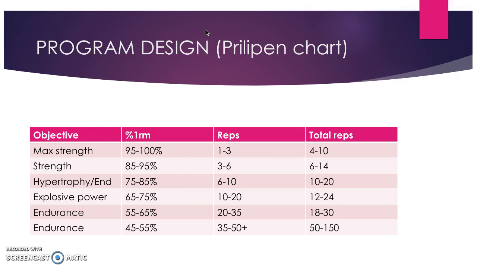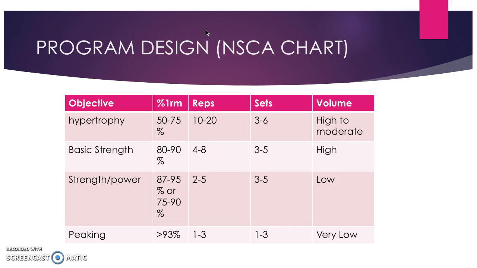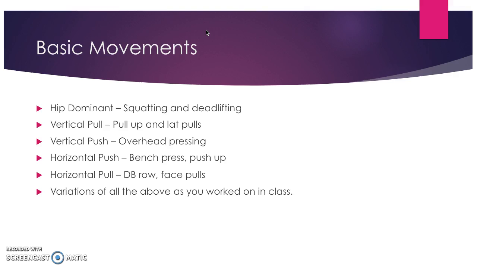Very simple. When we're looking at the NSCA chart, they only have 4 basic things: hypertrophy, basic strength, strength power, and then peaking. Hypertrophy is 50 to 75%, 10 to 20 reps, 3 to 6 sets. Basic strength 80 to 90, 4 to 8 reps, 3 to 5 sets. Strength power 87 to 95, 2 to 5 reps, or 3 to 5 sets, or 75 to 90 depending on how many efforts there is or how many reps. Peaking is over 93%, 1 to 3 reps, 1 to 3 sets, very low volume.